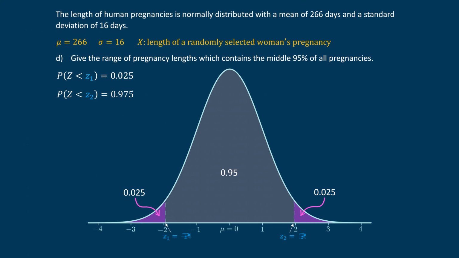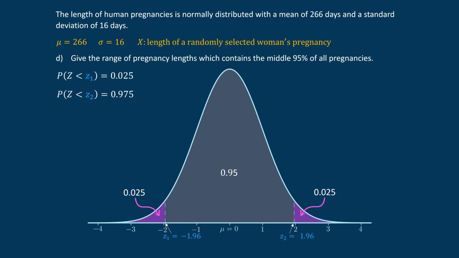Let's label the graph using the two z-scores we just found. Notice that the z-scores that we just found are the same but opposite in sign, and that's because of the symmetry of the standard normal distribution. So we could save some time here if we use symmetry by looking up only either 0.025 or 0.975.